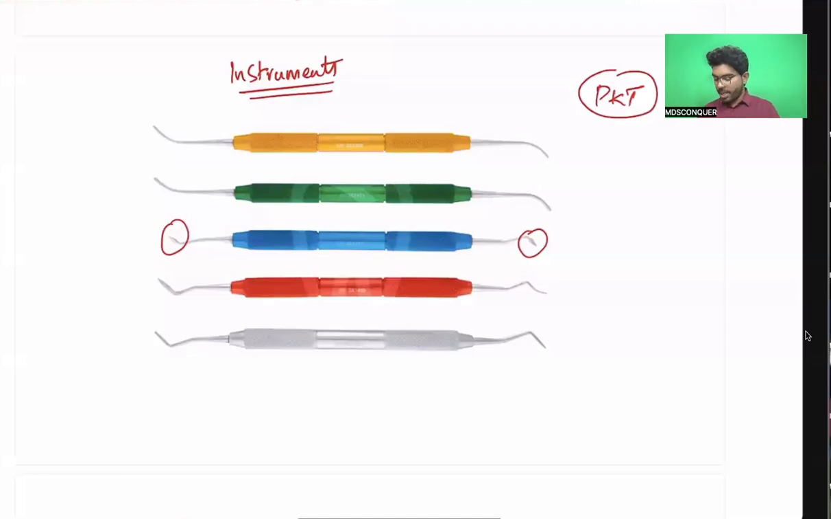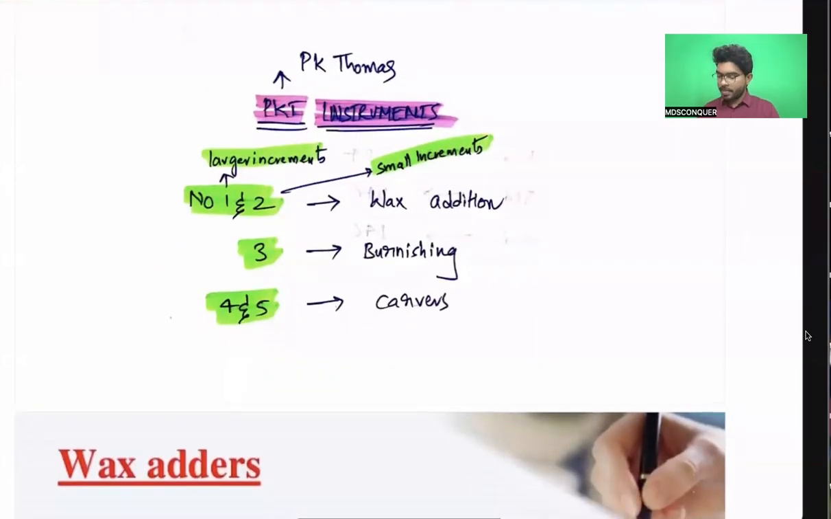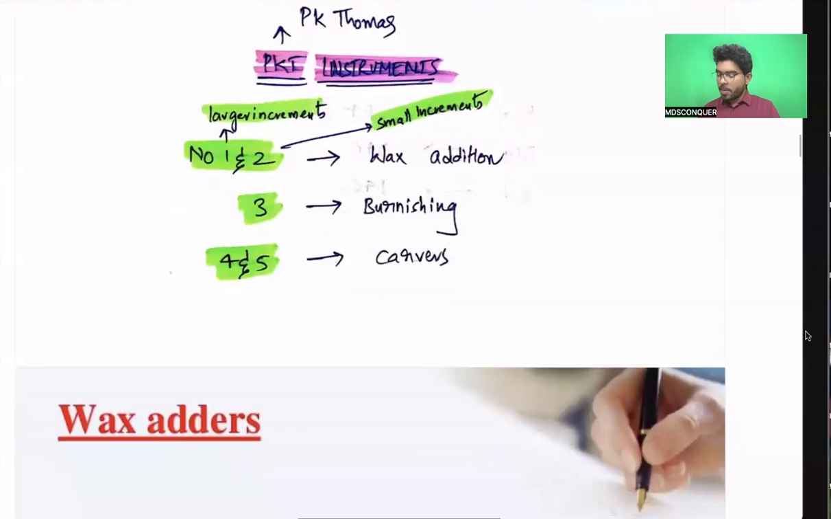What is the full form of PKT? It is Peter K. Thomas. So PKT instruments are basically 5.